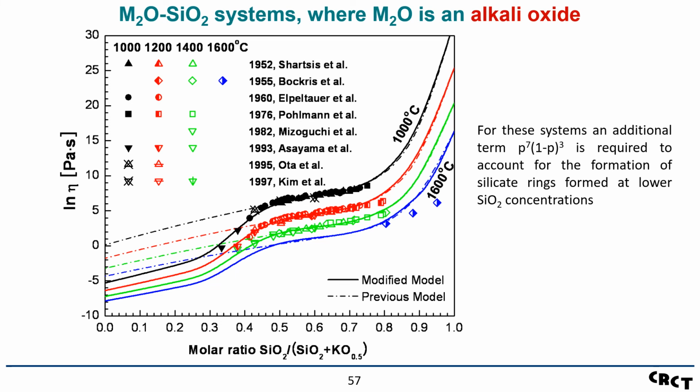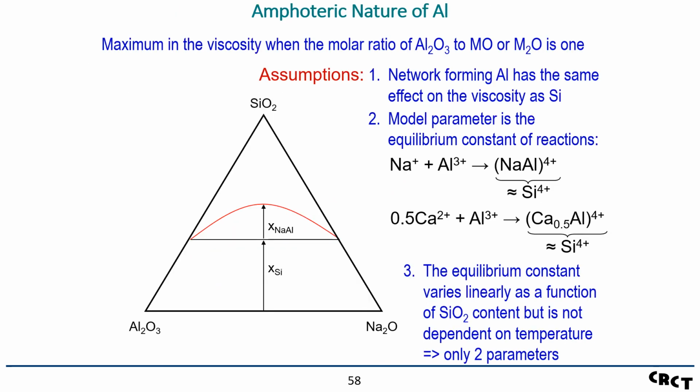Now, when we have an alkali oxide, we find a little problem: it no longer has this shape. There's this bump here. Our analysis indicates that when you have an alkali oxide, not only do you have to look into these clusters of silicons bonded to 4 other silicons in the network, but you also have to take into account silicate rings formed at lower silicate concentrations. And we've added a term P to the 7th, 1 minus P to the cubed, to account for these formations. And then you can easily fit all the data for the alkali oxide silica systems very nicely. And with an additional parameter, you can predict all the multi-component systems.